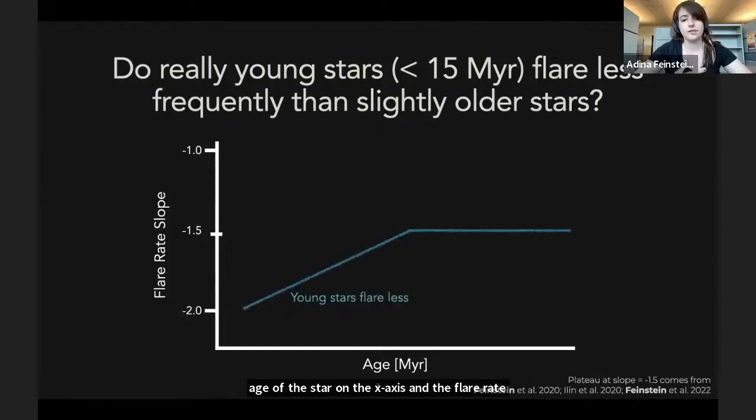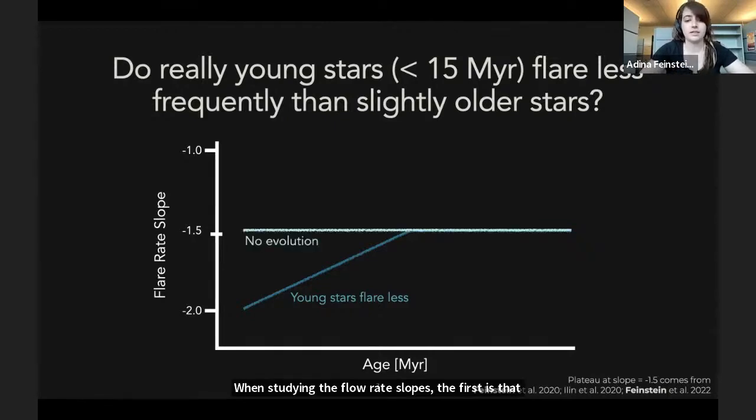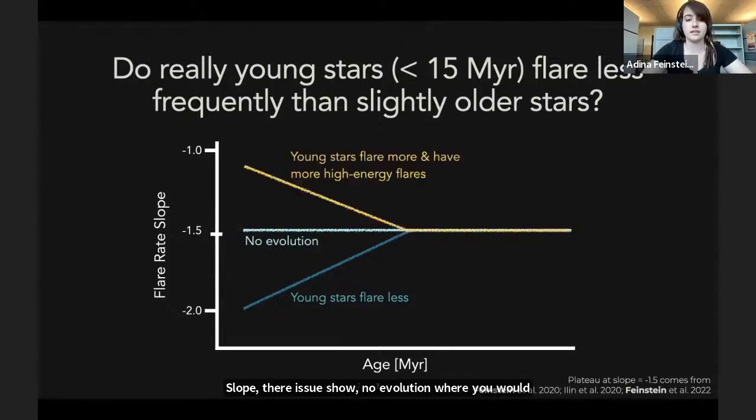And so there are three kinds of things that we might expect when studying the flare rate slopes. The first is that young stars flare less, so they would actually have a slightly steeper flare rate slope. They would show no evolution, where you would see a consistent flare rate across all ages. And then a third scenario is where these young stars actually have more high energy flares, so they actually have a shallower slope.